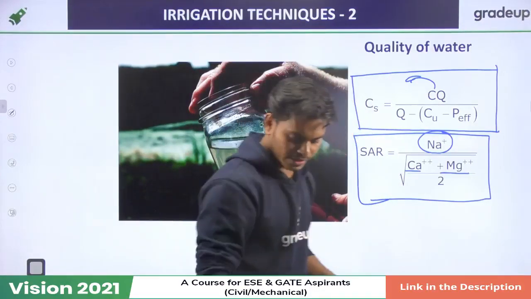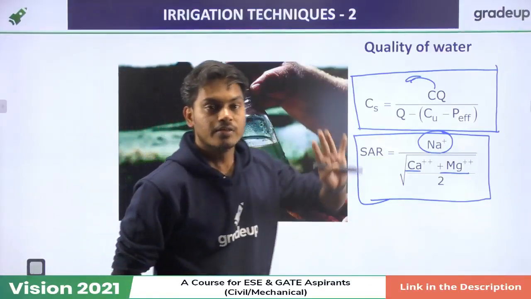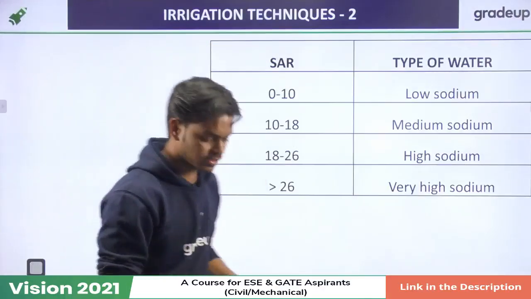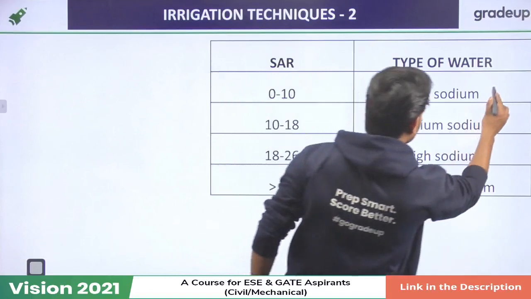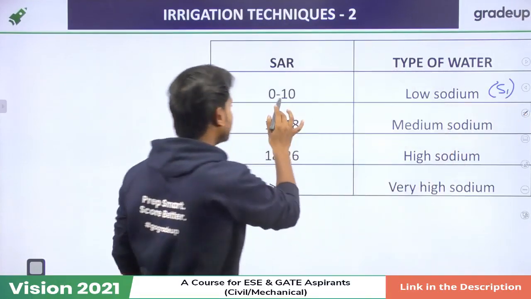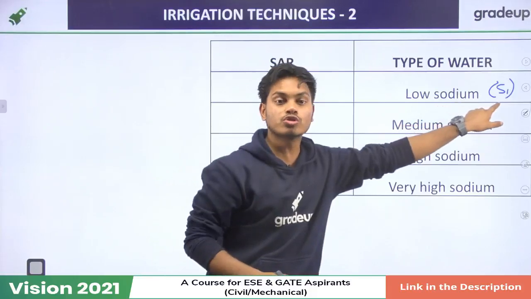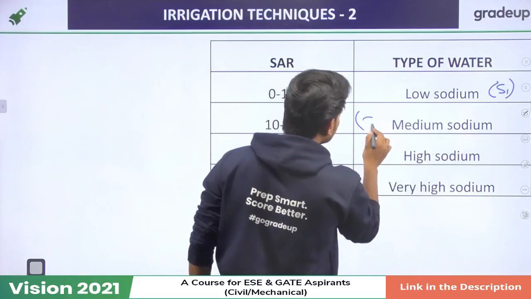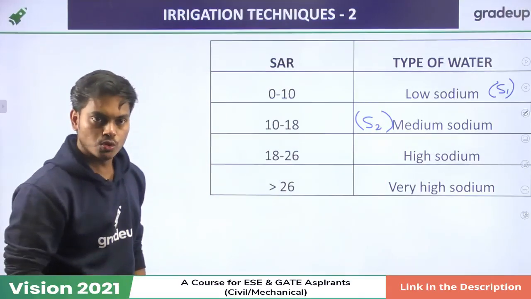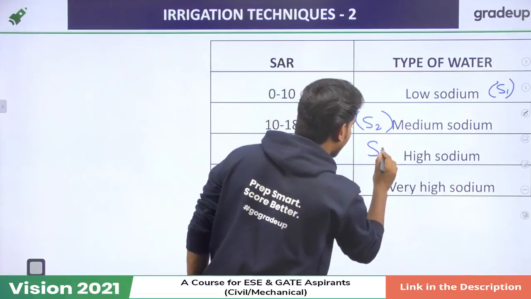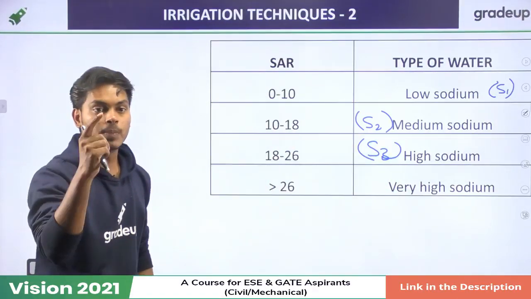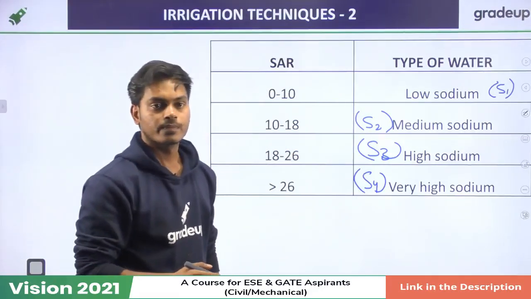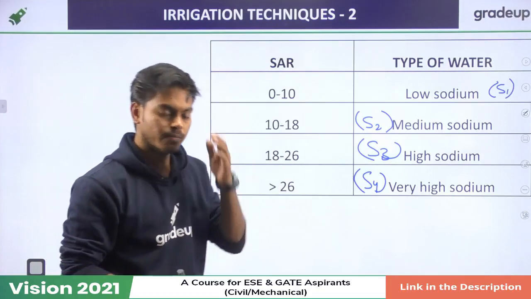So this is how you can get the values, and we have also differentiated the soil into various categories depending on the value of SAR. This can come directly in the examination. S1, if the SAR value is 0 to 10, then it is a low sodium water. If it is 10 to 18, then it is a medium sodium water, also known as S2. If it is 18 to 26, it is S3 or high sodium water. But if it is more than that, then it is very high sodium water.